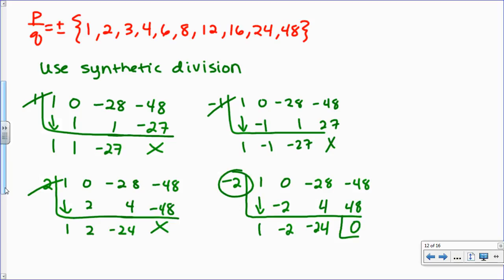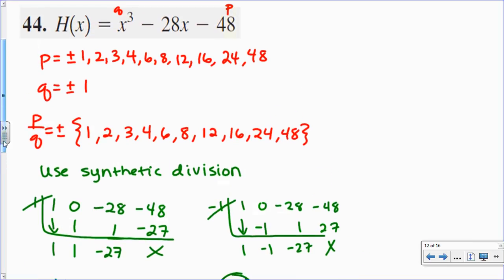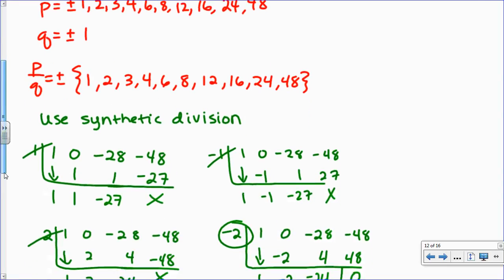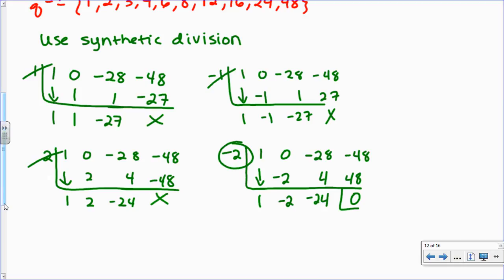How many total zeros should I have? X cubed, so I should have 3. This doesn't mean that they're all going to be from that list. They might not; some of them might be irrational, or some of them might be imaginary. And that's why just plugging all of them in and getting 0 isn't always going to work. That'll help you find one, or maybe a few, but not necessarily all of them.